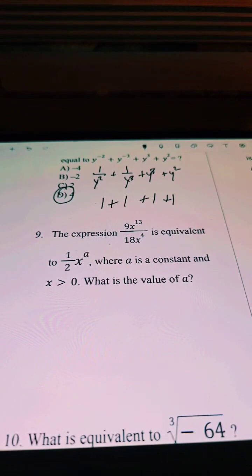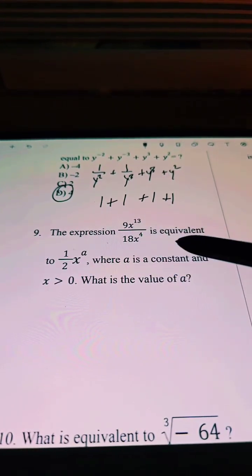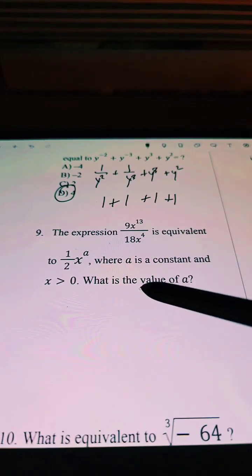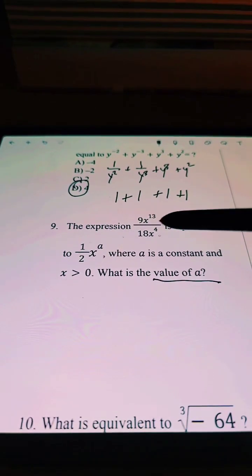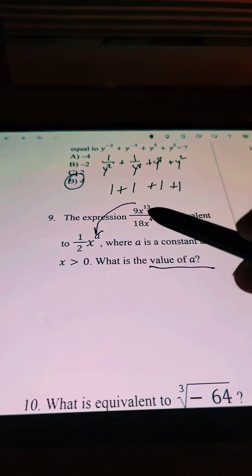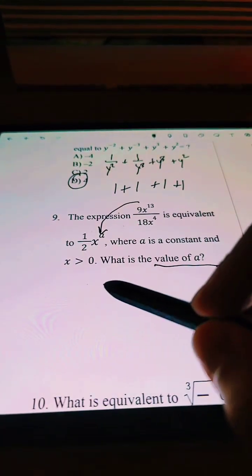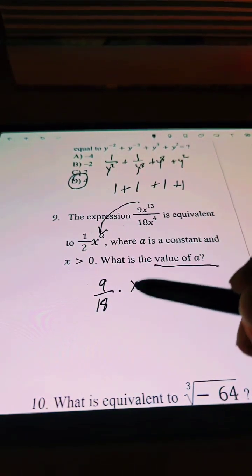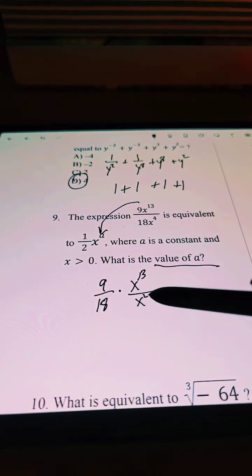And let's go to number 9. So we have this expression, and it's equivalent to this, where a is a constant and x is greater than 0. What is the value of a? So we want to find the value of a. So I'm basically going to rewrite this in this sort of format. So if I factor out the 9/18, right, I could say that this is the same thing as 9/18 times x to the 13 over x to the 4th.